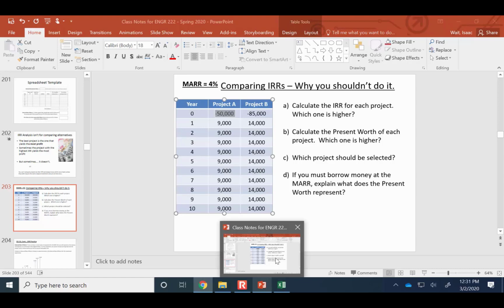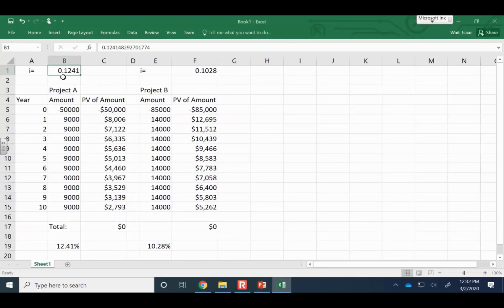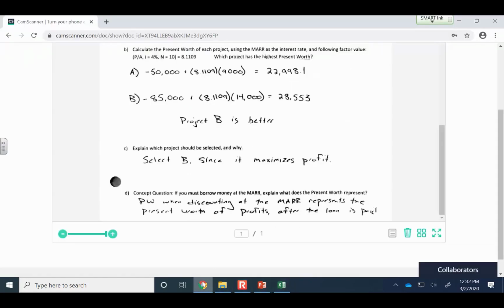So the point is that when to use these methods is almost as important as knowing how to do them, and how to interpret the results is also really important. So on this one, what it showed is that the internal rate of return can be used for initial screening. Both of these were acceptable, and beyond that, we can't choose the option that's best, because project A maybe looked like it would be better because it has the higher rate of return, but it's actually project B that gives you the more profit when we look at these present worth calculations.